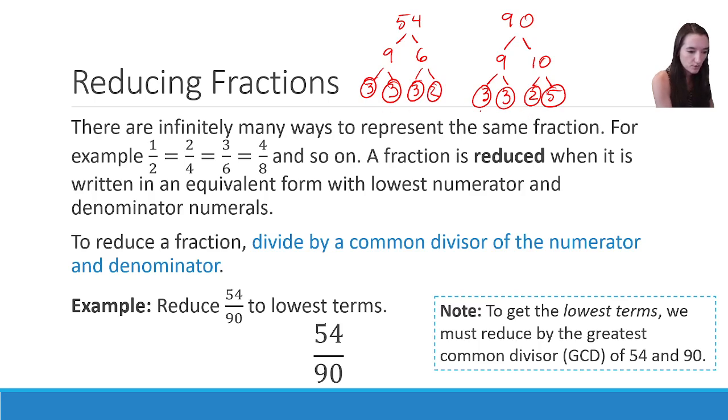So both of them have at least 2 3s. So we've got a 3 and a 3, right? So a 3 and a 3 on both of them. And both of them have a 2, right? Then nothing else is in common. The other 54 has a 3 in it, 90 has a 5 in it, so we're done. We've got all the commons. Multiply those together. Together that makes 18. 18 is their greatest common divisor.